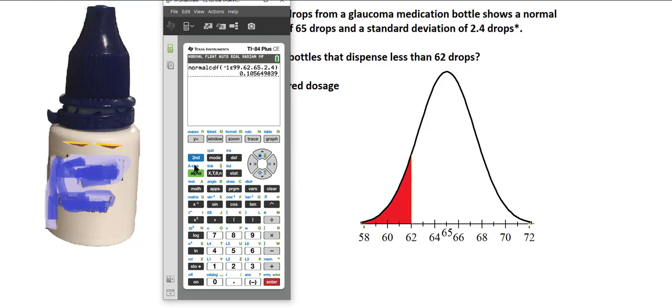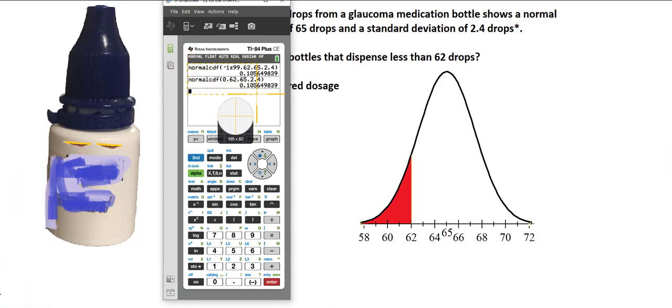Now notice one thing. It looks a little awkward to put negative infinity as the contents of a bottle. In this case, the mean is 65 and the standard deviation is 2.4, so even if, just to accommodate the practical situation, you put the lowest value as 0, you will get the same answer in this particular situation.